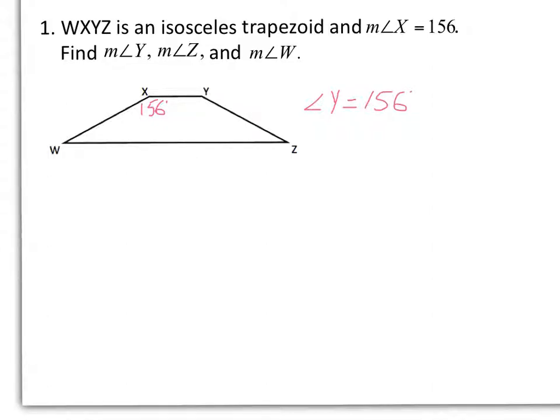Then our leg angles are supplementary. So to get angles W and angle Z, I can take 180 minus 156, and I get 24 degrees for angle W. And then angle Z will be congruent. It is also 24 degrees.